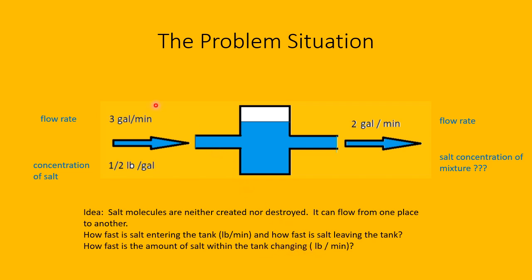If you also look at this, you'll notice that water is flowing in at 3 gallons per minute, and it's flowing out at 2 gallons per minute. So for each minute that passes, there's 1 more gallon of water in the tank. The water level will rise. We will assume that it can rise indefinitely. We will not have a bound on that.